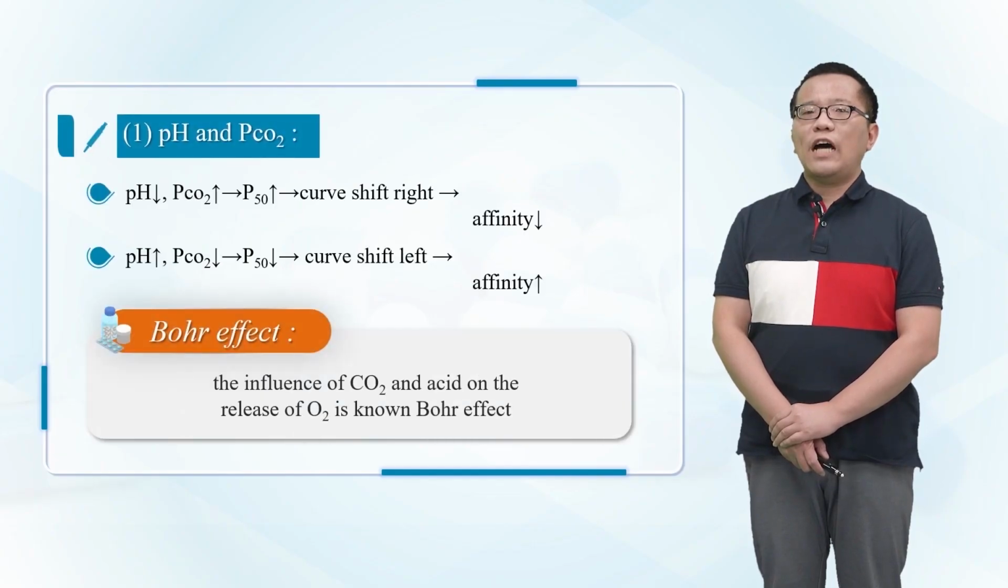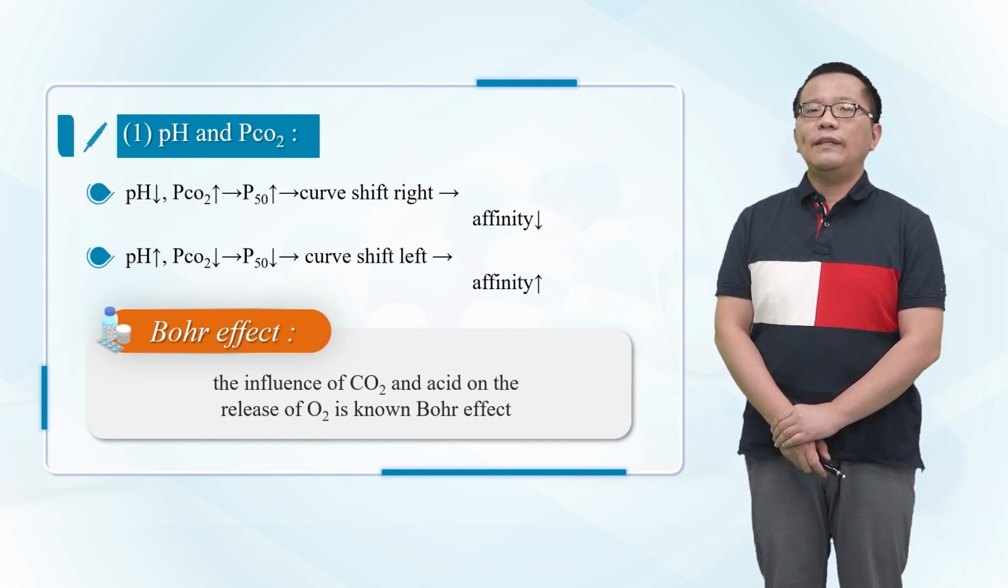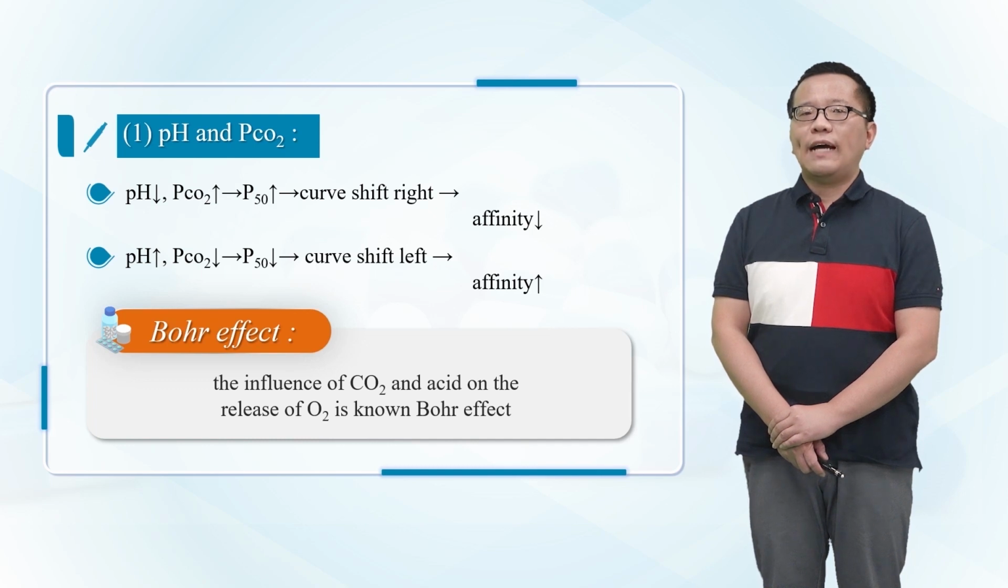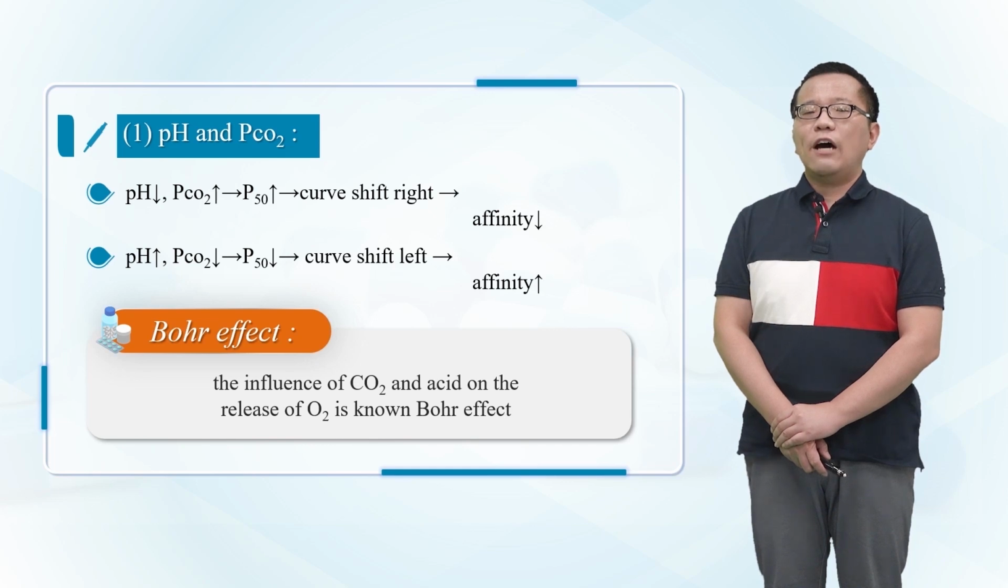There are many factors that affect P50. When pH value decreases and carbon dioxide increases, P50 increases and the curve shifts right. The affinity of hemoglobin for oxygen decreases. When pH value increases and carbon dioxide decreases, P50 decreases and the curve shifts left. The affinity of hemoglobin for oxygen increases. The influence of carbon dioxide and acid on the release of oxygen is known as the Bohr effect.